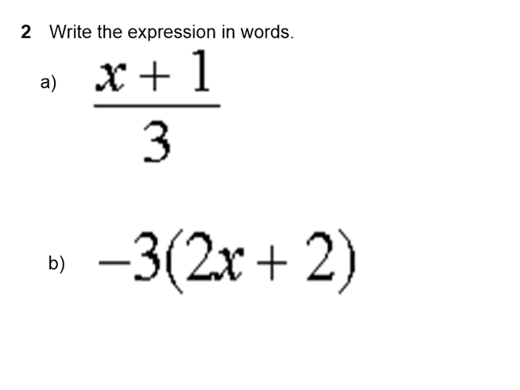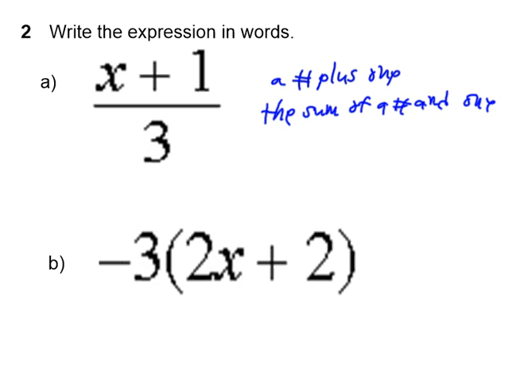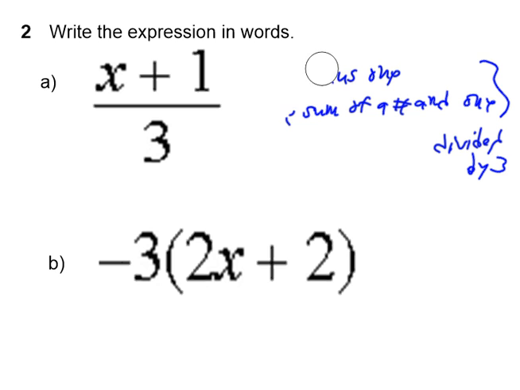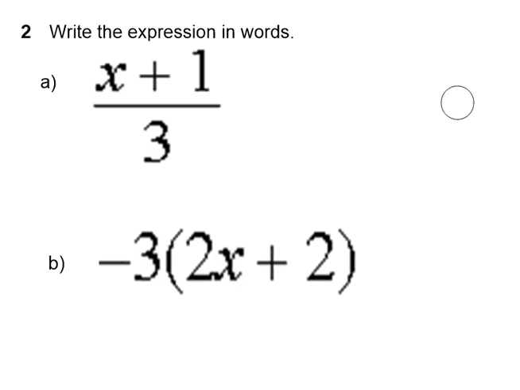Question 2 says write an expression in words. So now you could say a number plus 1, or the sum of a number and 1, either one's fine, divided by 3. So a number plus 1 divided by 3, or the sum of a number and 1 divided by 3. Those are acceptable answers. However, I like this one better.